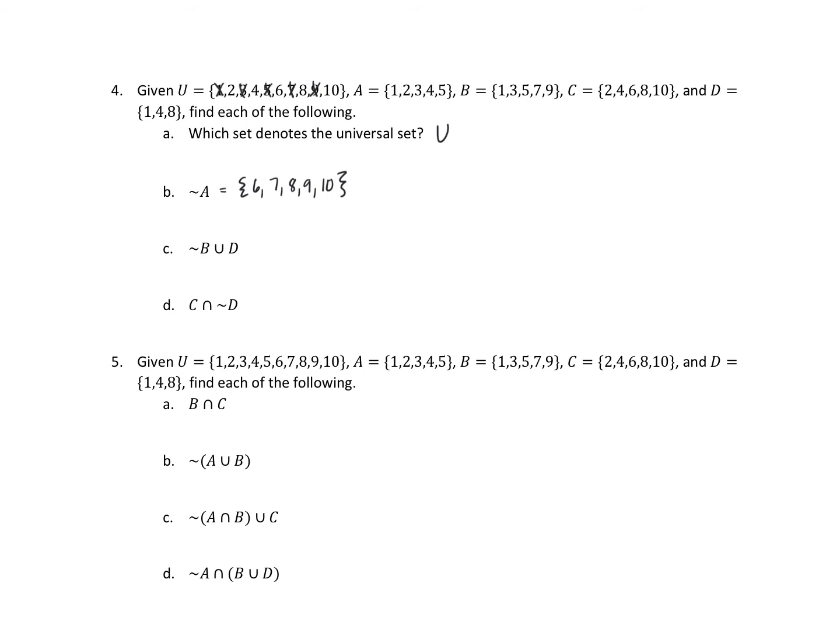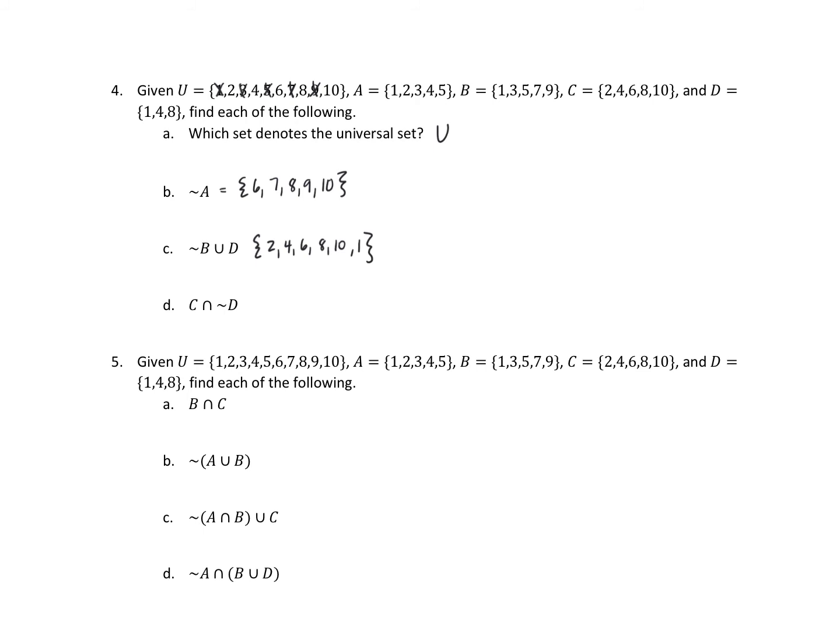Since it's the union, I'm going to go ahead and write down everything that's in the complement of B. And then all I have to do is put in anything from set D that's not already included. So set D includes 1, that's not there, 4 is there, and 8 is already there. So that would be the union between the complement of B and D.